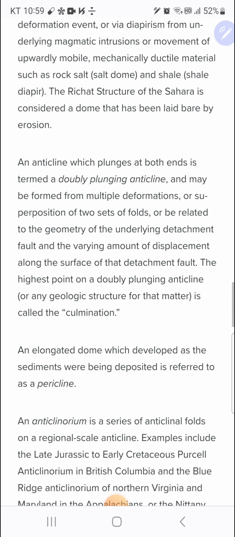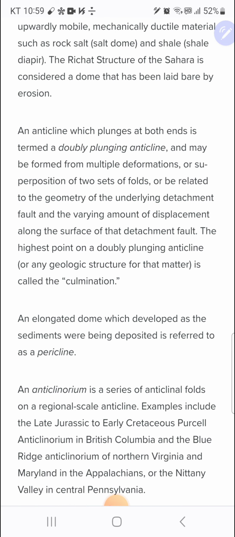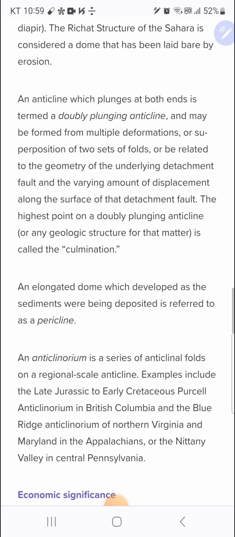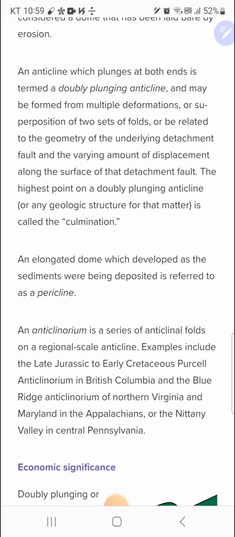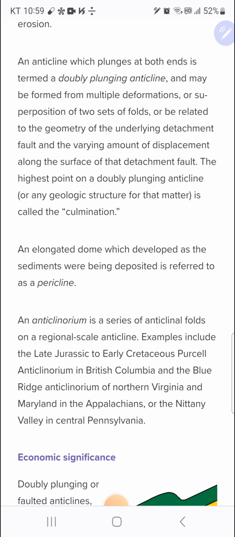An anticline which plunges at both ends is termed a doubly plunging anticline and may be formed from multiple deformations or superposition of two sets of folds, or be related to the geometry of the underlying detachment fold and the varying amount of displacement along the surface of that detachment fold.